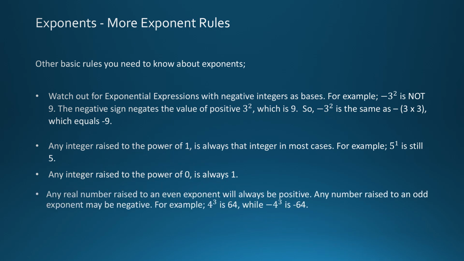Finally, any real number raised to an even exponent will always be positive. Any number raised to an odd exponent may be negative. For example, 4 cubed is 64, while -4 cubed is -64.